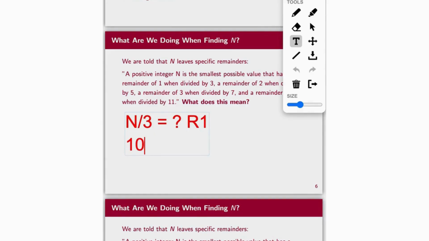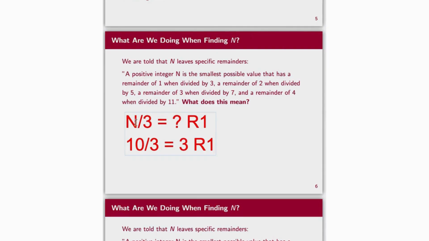It could be 10 divided by 3 is equal to 3 with a remainder of 1. n could very well be 10, but we have to also realize that whatever n is has to satisfy a remainder of 2 when divided by 5, a remainder of 3 when divided by 7, and 10 does not satisfy all of those conditions. But how do we get all of those conditions? Let's see now.